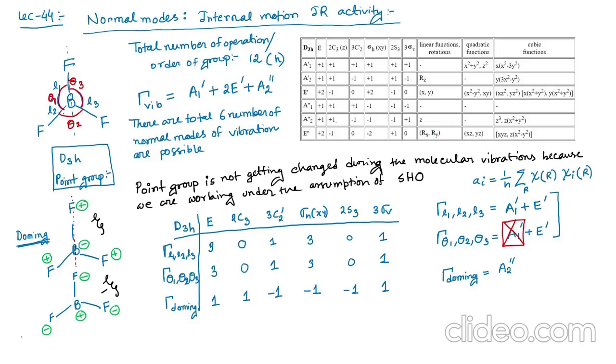But now we have understood these normal modes of vibration, or these kinds of motions, and which symmetry species they belong to, which we obtained when we deconvoluted the reducible representation. Now the next part comes. Till now we have mainly discussed the vibrational aspects.